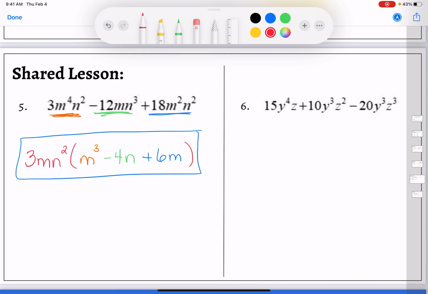Okay, last and final one here. What do we have in common? 15, 10, and negative 20, looks like we have a 5 in common here. I see they all have a y, y to the fourth, y to the third, y to the third, so I can take out a y to the third. They all have a z in common, z squared, z to the third. Looks like the biggest one I can take out is just 1 z.